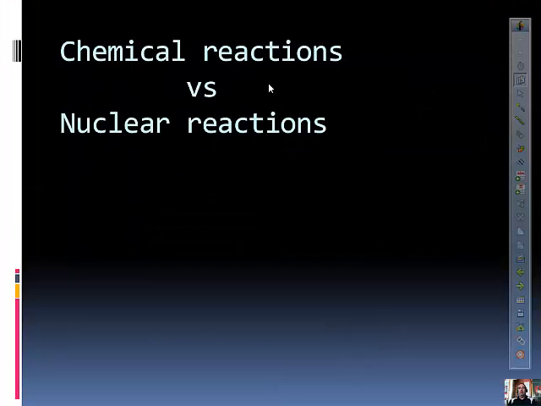When we talk about chemical reactions and you think of Antoine Lavoisier and the law of conservation of matter, what he's saying is those atoms are going to be rearranged, but the atoms or elements that we start with are going to be the same elements and atoms that we end with.